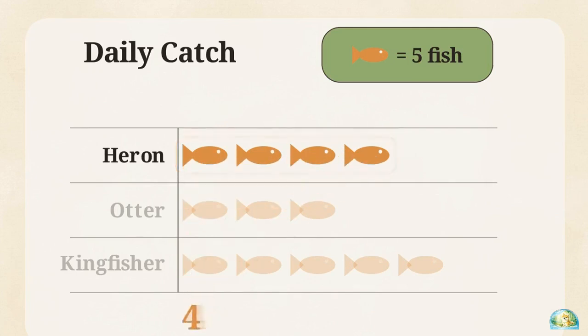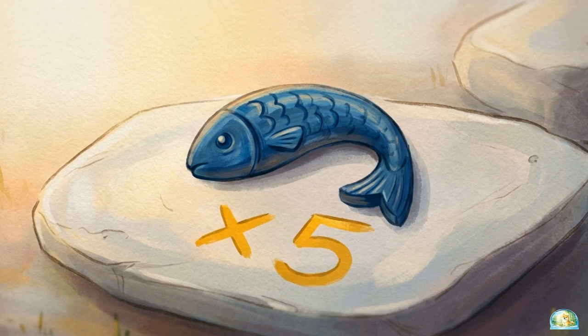You take the 4 icons and multiply them by the value in the key. 4 times 5 equals 20 fish. On a scaled picture graph, the viewer multiplies the symbol count by the scale rather than counting individual icons.